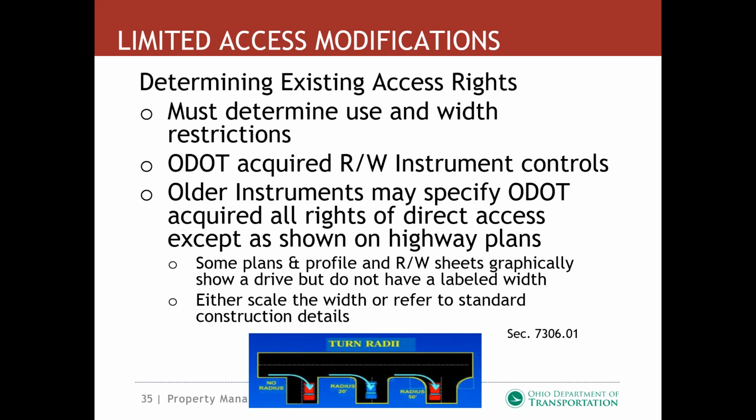With a lot of our older acquisitions, the instruments may specify that the state acquired all rights of direct access except as shown on highway improvement plans. So there are times when these plans and profile sheets and right-of-way sheets graphically show a drive, but do not have a labeled width. In these cases, it's possible to determine the maximum allowable access width by either scaling the drive width or referring to standard construction details. Some common widths that are used are 10-foot field drives, 12-foot residential drives, and 20-foot commercial drives, not including the turning radii.